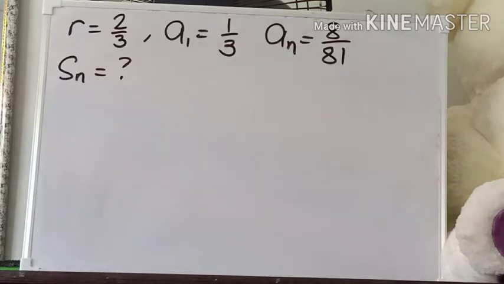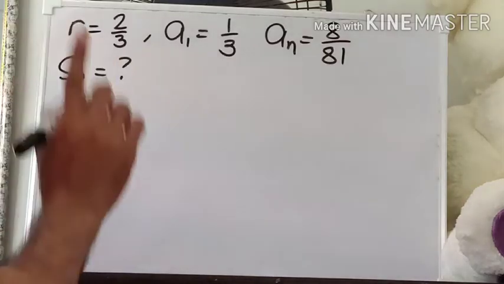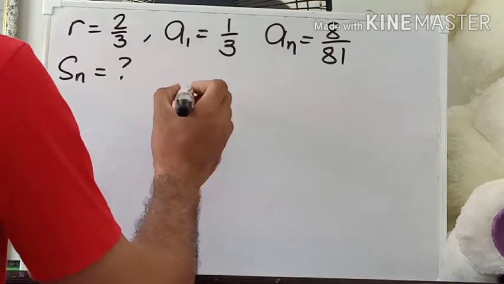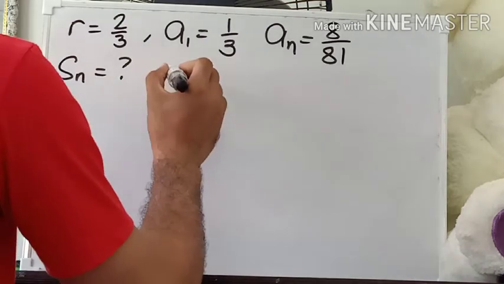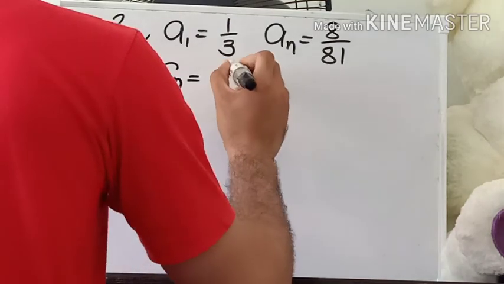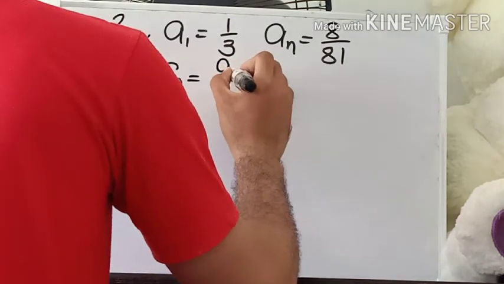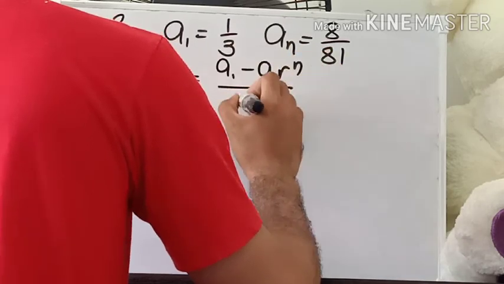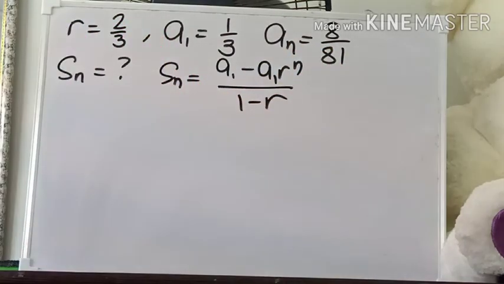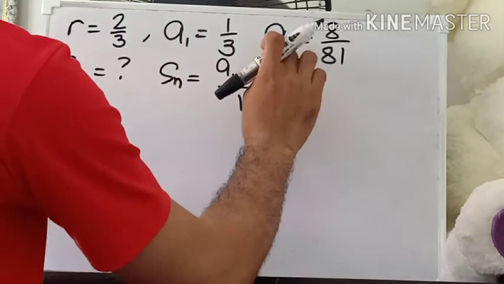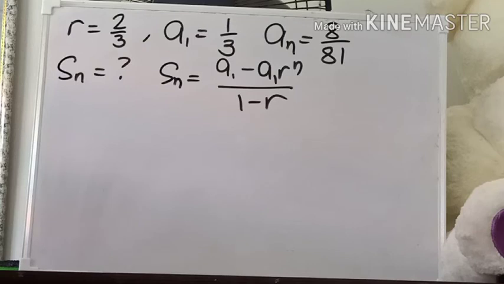However, as in this case, we do not know how many terms are there in the sequence, because for all we know, the formula that we could use in finding the sum of a finite geometric series is S sub n equals a sub 1 minus a sub 1 r raised to n over 1 minus r. So if we take this formula, we do not know first how many terms are there in the sequence.